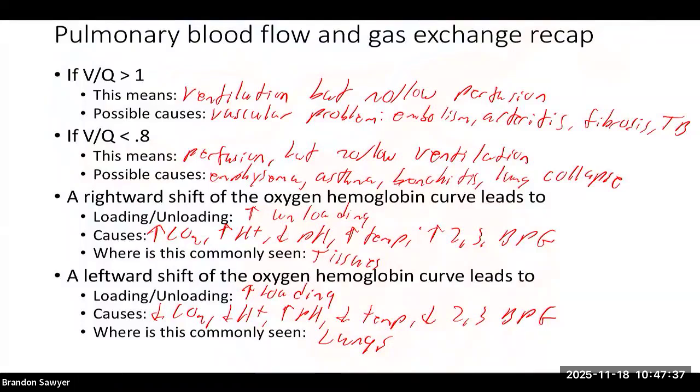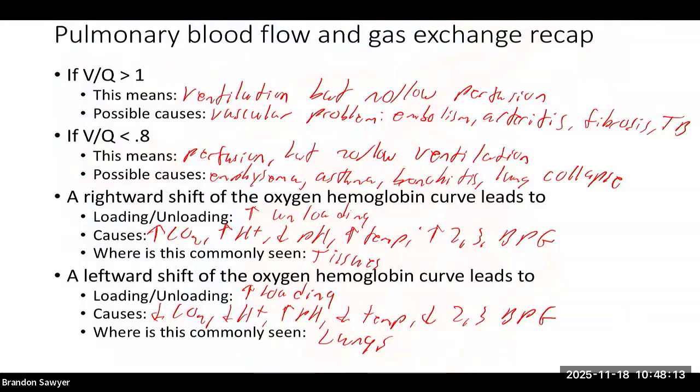All right. Here's my version of the answers. If the V to Q ratio is high, then this means we've got ventilation but low perfusion, so this is a vascular problem of some sort. This could be pulmonary embolism, arteritis, fibrosis of the lungs, or tuberculosis. If our V to Q ratio is too low, it means we have perfusion but low ventilation, so some kind of issue with getting air to the bottom of the alveoli. So emphysema, asthma, chronic bronchitis, pneumothorax.